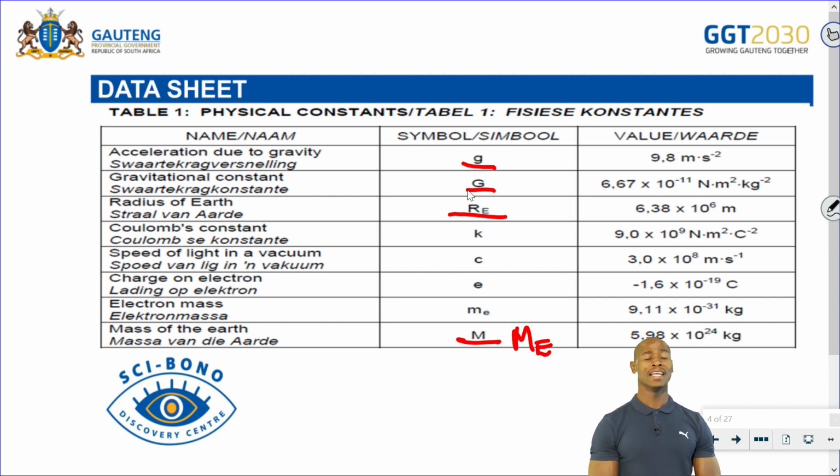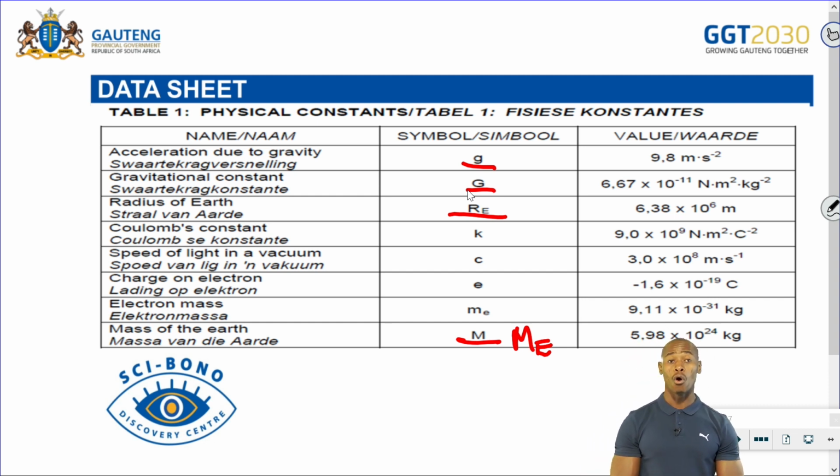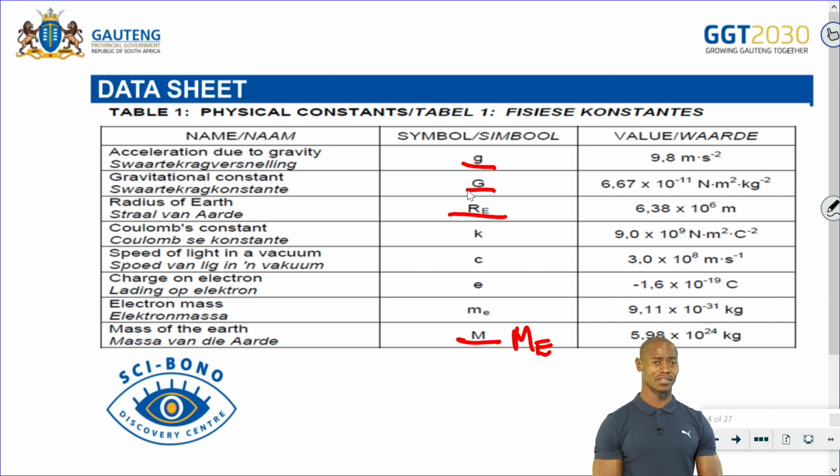kilograms. So learners, today we are going to focus more on questions under Newton's law of universal gravitation. We are going to focus on multiple choice questions, and remember, whether it's physics or chemistry, question 1 is always a multiple choice question. So we must learn how to answer multiple choice questions.